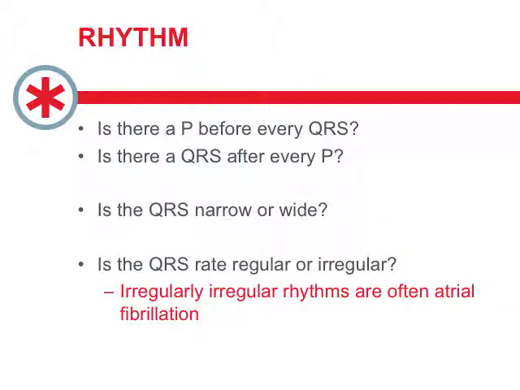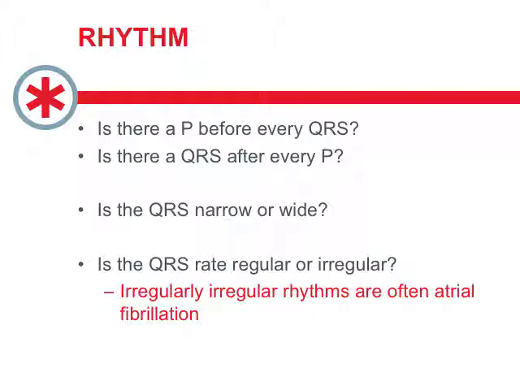And finally, is the QRS regular or are the QRSs irregular? And in particular, this is helpful for atrial fibrillation, where the QRS complexes tend to be irregularly irregular, meaning they're fast, they're slow, they're all over the map, and it's certainly helpful for picking that out.